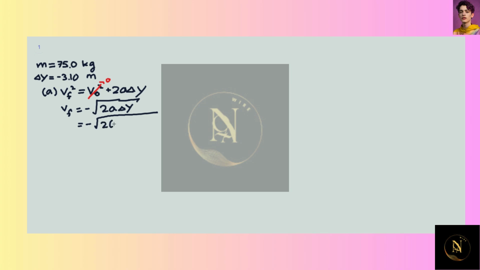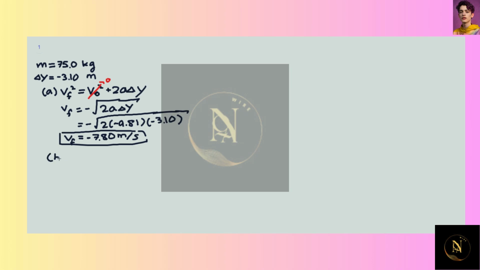So we have 2 being multiplied by the acceleration due to gravity, which is negative 9.81, and then his displacement, which is negative 3.1. So the negative signs cancel out. Don't need to worry about imaginary numbers. And then after we take the square root, we get that he ends up falling at a final velocity of negative 7.80 meters per second.